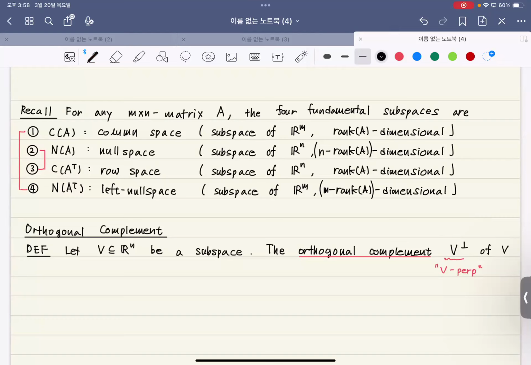So what is V perp? What is the orthogonal complement of V? It is the set of all vectors in Rn which are orthogonal to every vector in V. So it is the collection of all such vectors. Then V perp is again a subset. A priori, V may not be a subspace; V is just some random subset of Rn. And we say that this is an orthogonal complement.